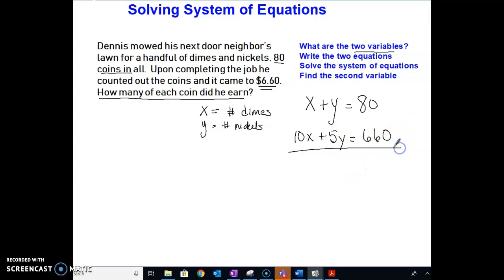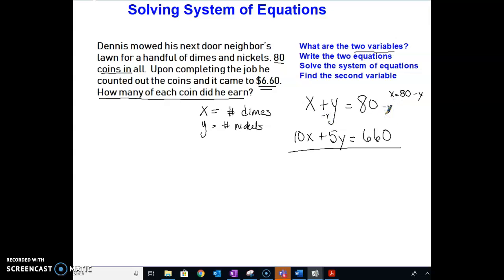So now I have two equations and I can solve the system. There's a few ways I could do it, right? I could draw the equations and see where they cross. I can substitute or I can eliminate. I think substitution is going to be the easiest because I'm going to write that the number of dimes is actually going to be 80 minus the number of nickels. I'm minusing y from both sides.